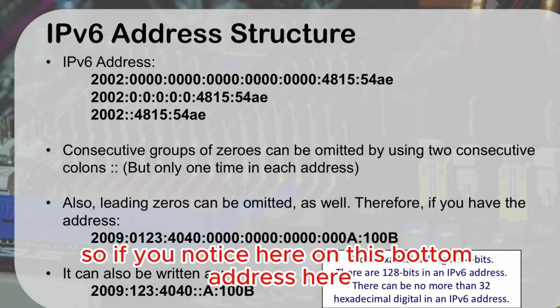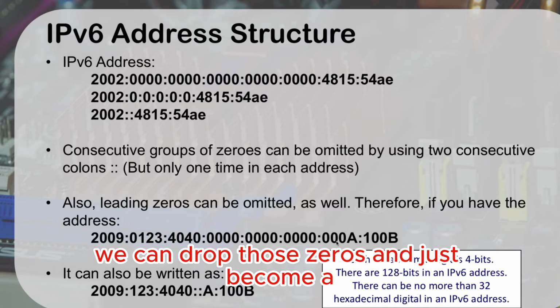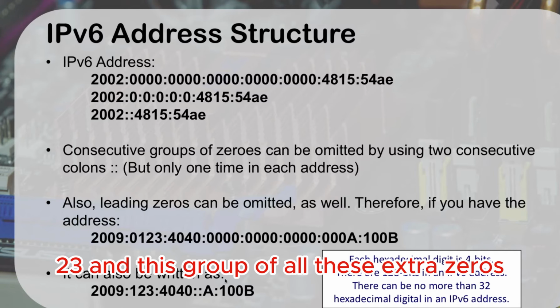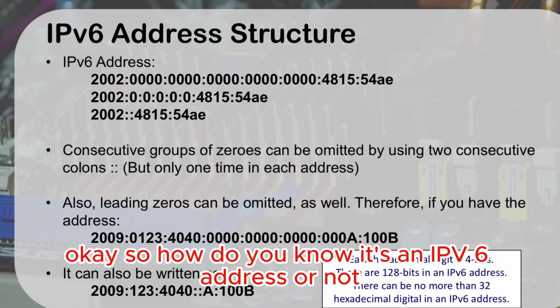So if you notice here, on this bottom address here, we have 0, 1, 2, 3. We can drop that 0. Or 000A, we can drop those zeros and just become A. And as you see here, we have the A and the 123. And this group of all these extra zeros is just summarized as a double colon, okay?